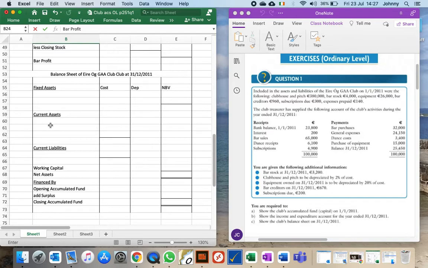So these are the assets and liabilities. That will be similar to what you've seen before. The only thing that's slightly different in the balance sheet of a club is the accumulated fund. There's no capital here. There's the opening accumulated fund.